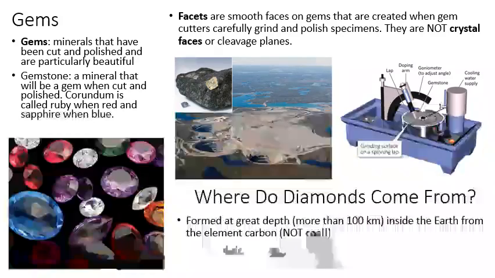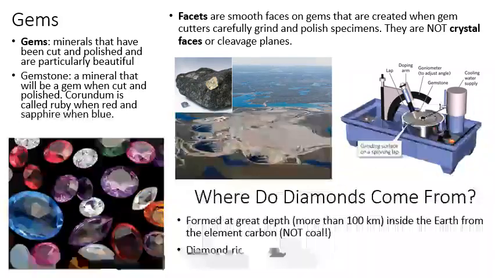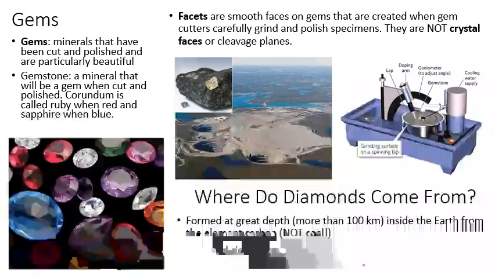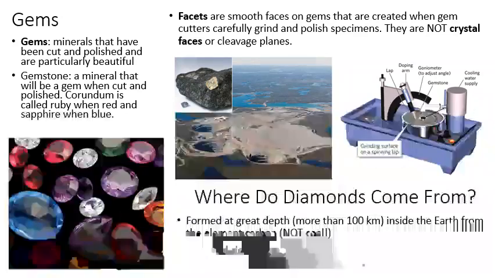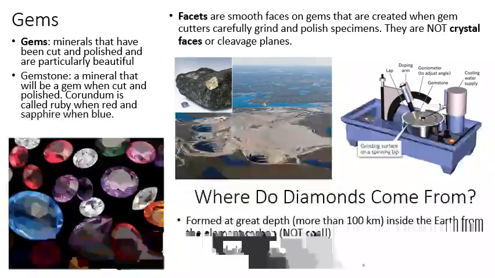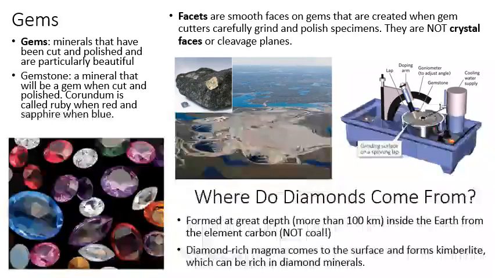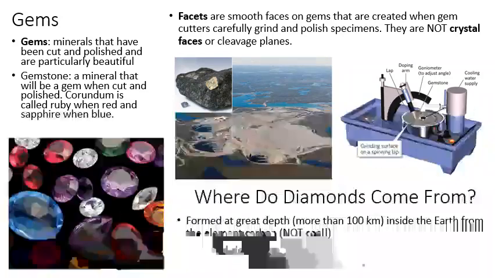Facets are smooth faces on gems that are created when gem cutters grind and polish specimens. It's important to note that they are not crystal faces or cleavage planes. These are completely made up by humans to make them reflect light very well and refract light very well, and make them shiny and beautiful. That's what the picture on the bottom left shows. They do this using the grinding machine and polishing machine shown on the right side of your screen.